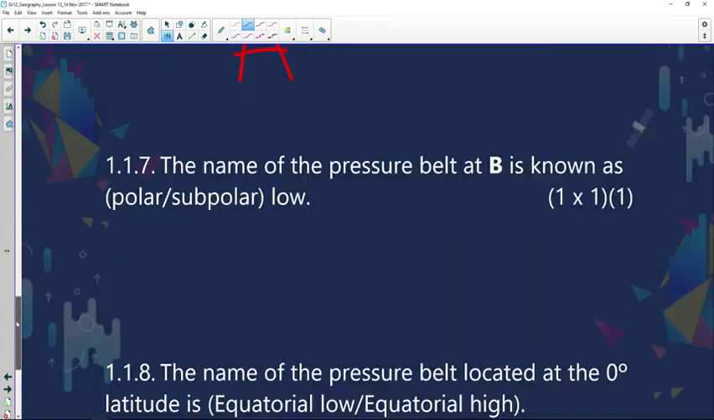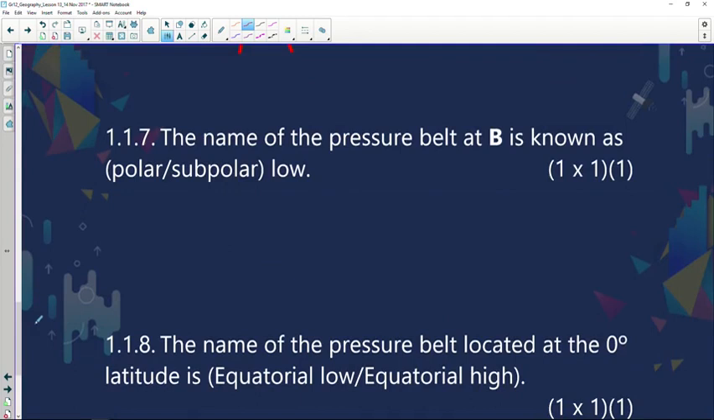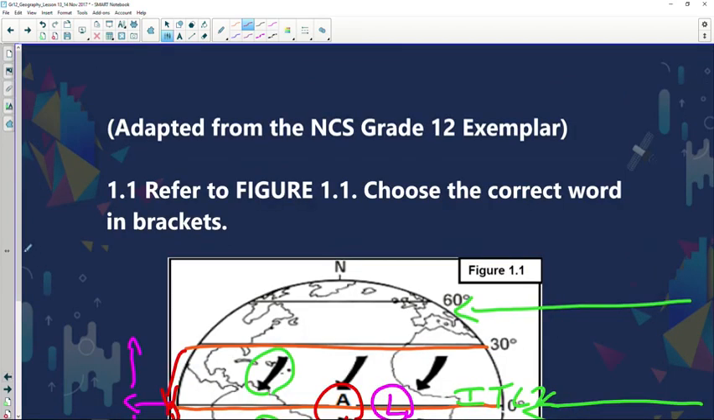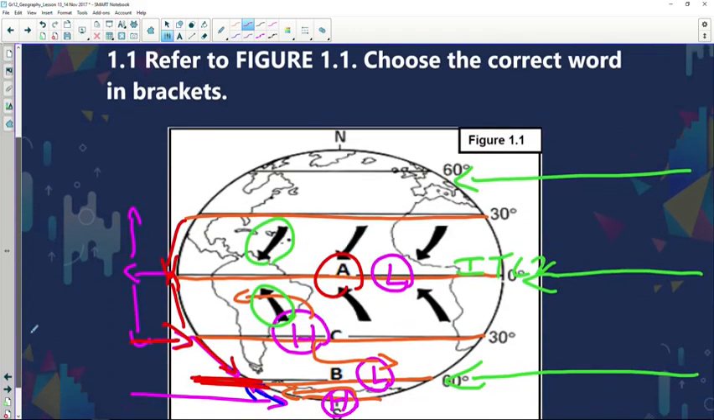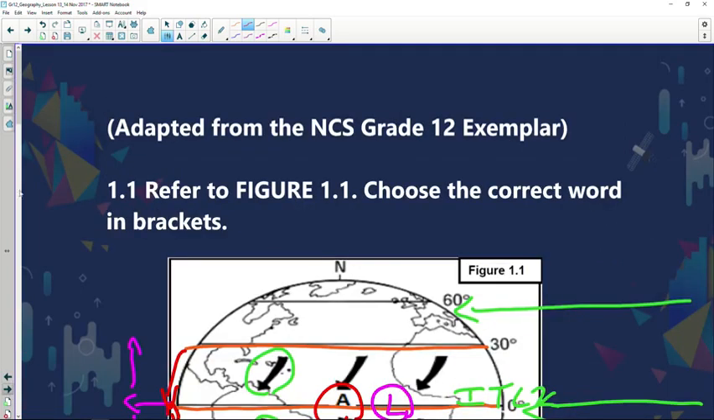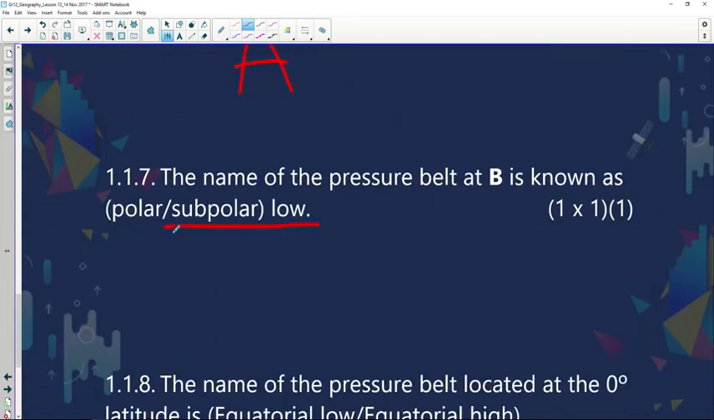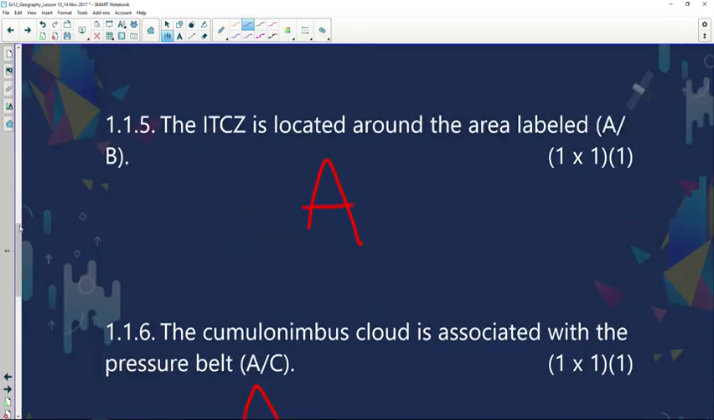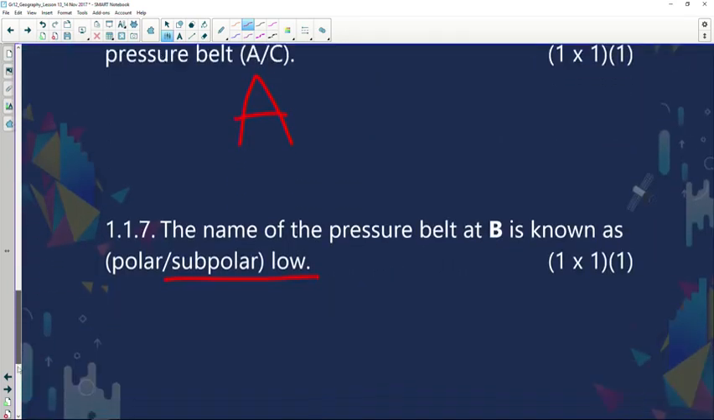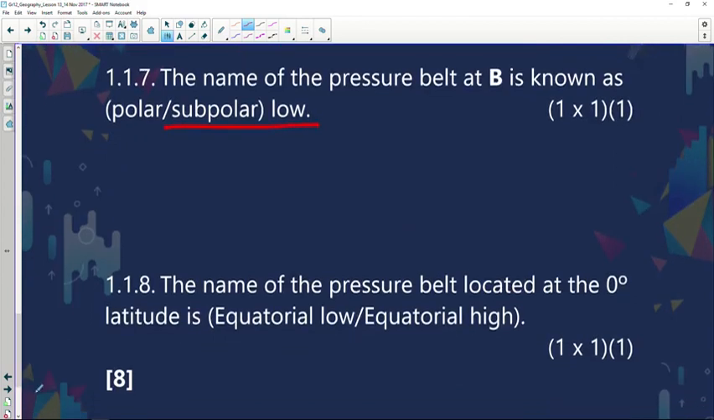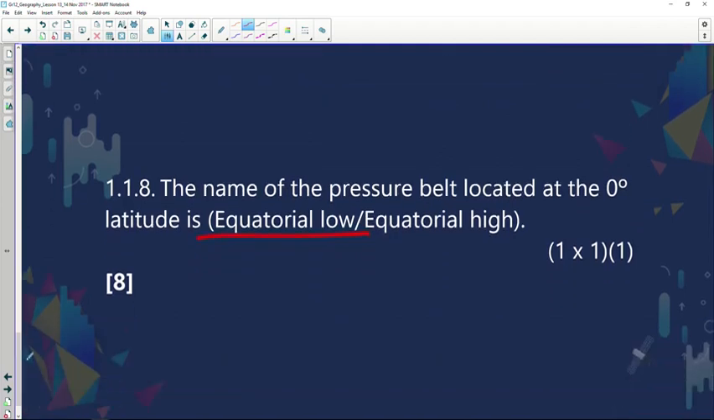If you look at our next question, the name of the pressure belt at B is known as, let's quickly look at B. That's the subpolar low pressure belt. That's the correct answer right over there. Now our next question is the name of the pressure belt located at 0 degrees latitude. It's definitely, as we already established, a low pressure belt. It's the equatorial low pressure belt situated at 0 degrees latitude.